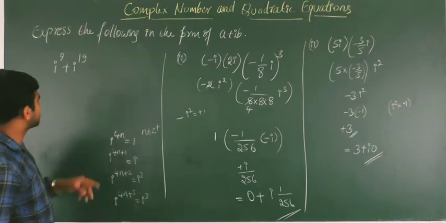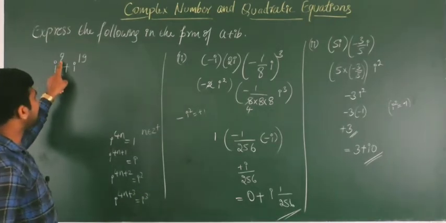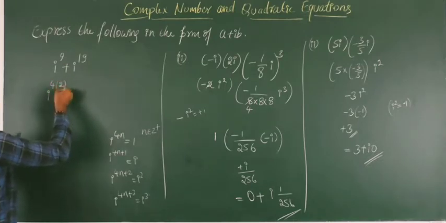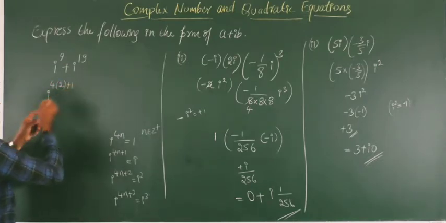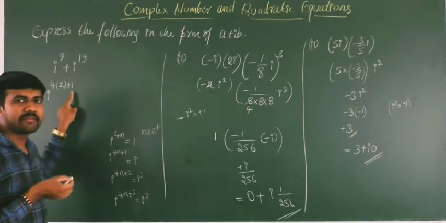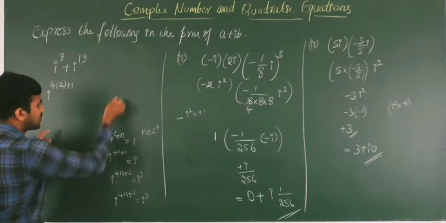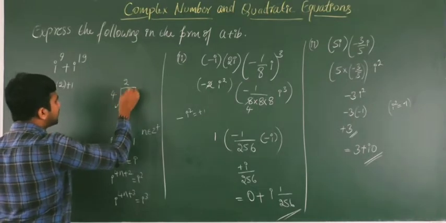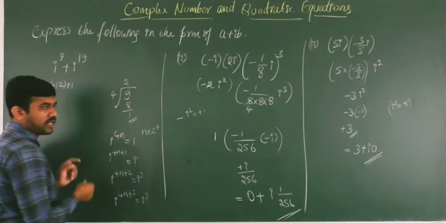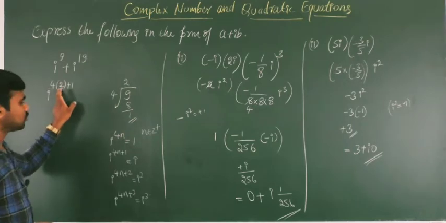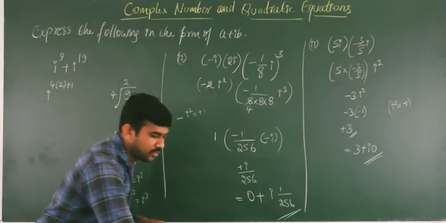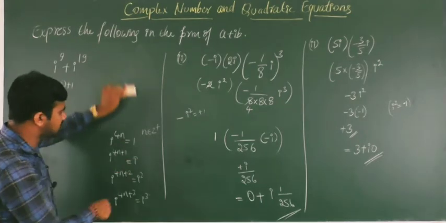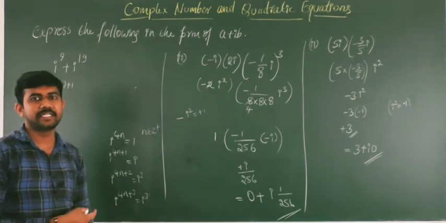Using this process, here i to the power 9 can be written as i to the power 4 into 2 plus 1. The quotient is 2 and the remainder is 1, because if you divide 9 by 4, 4 2s are 8 and the remainder is 1. So we can write 4 into 2 plus 1. Always you should divide by 4, because for every 4 terms the value gets repeated.